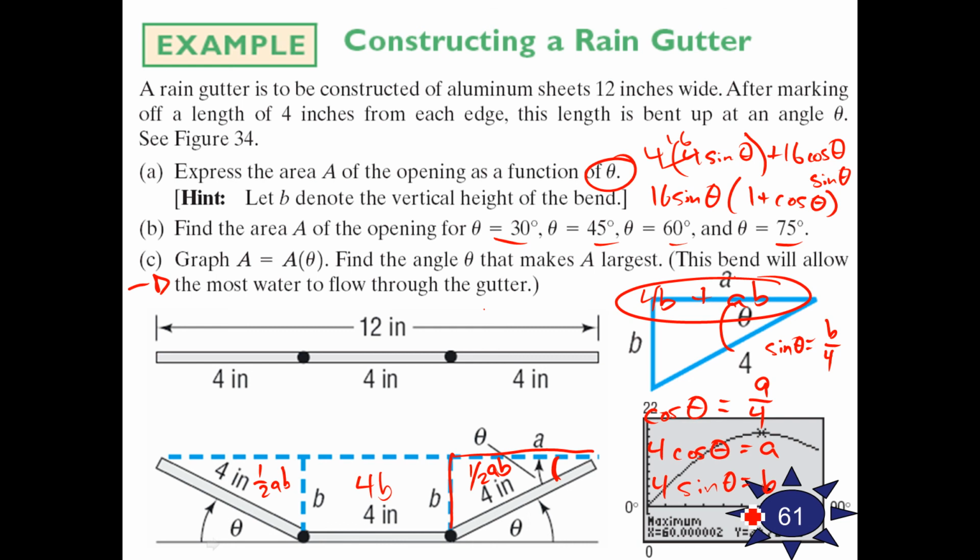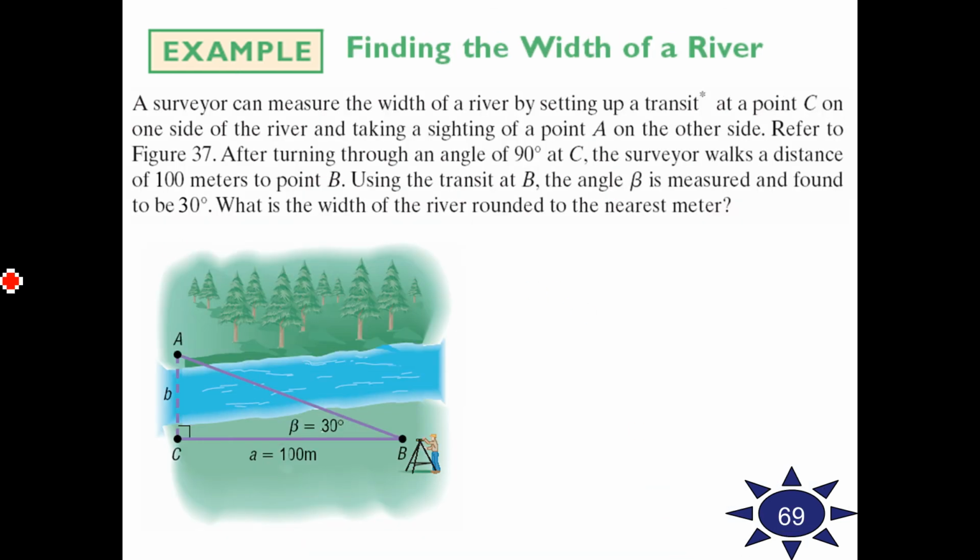Oh, before we do that, try problem 61. Okay, let's talk about finding the width of this river. A surveyor can measure the width of a river by setting up a transit. That's that triangular device on a tripod that you see surveyors in the orange vests working with sometimes on the highways. On one side of the river, we take a sighting of point A on the other side. We walked 100 meters from the transit to point C and figured out there was an angle of 30 degrees. Find the width of the river B.